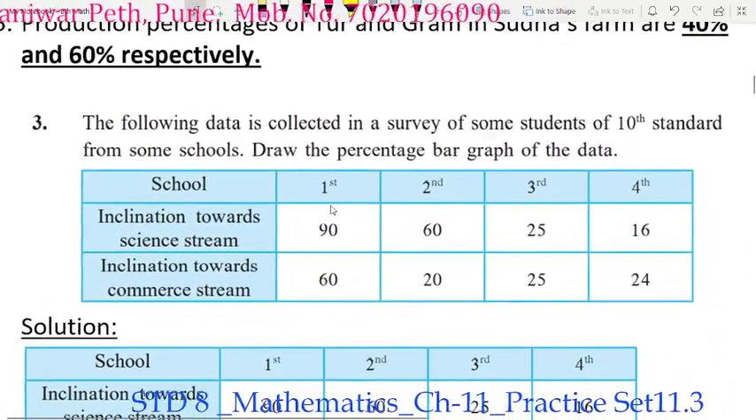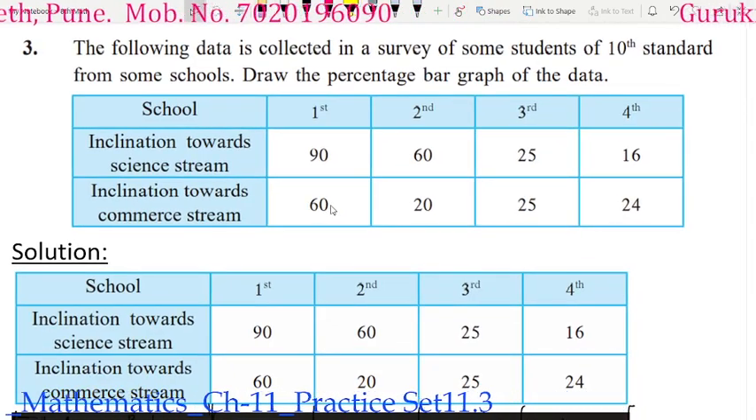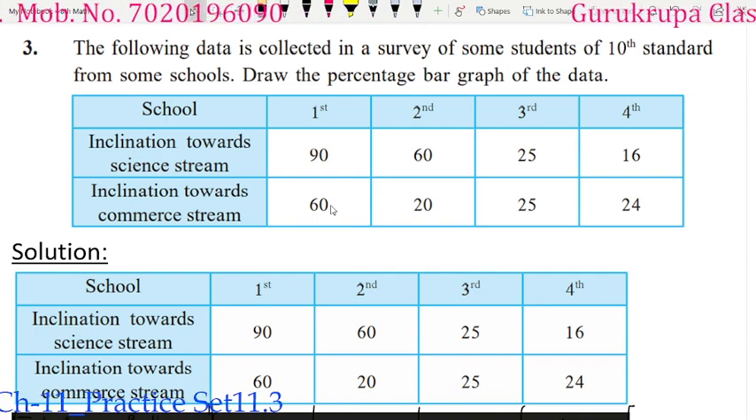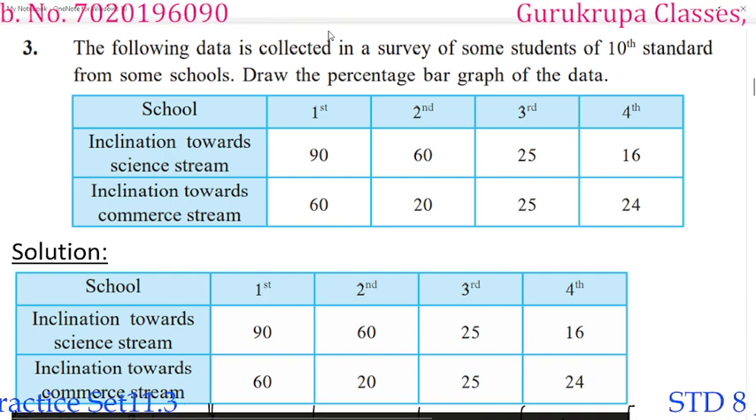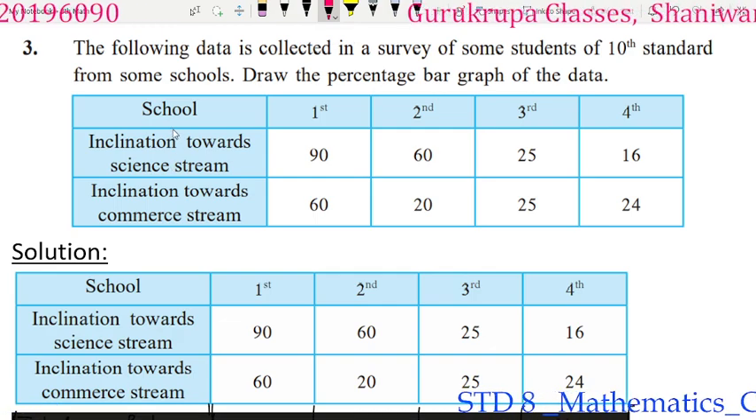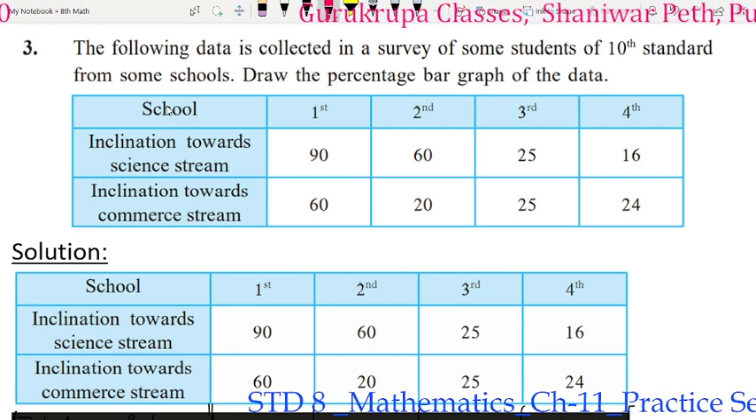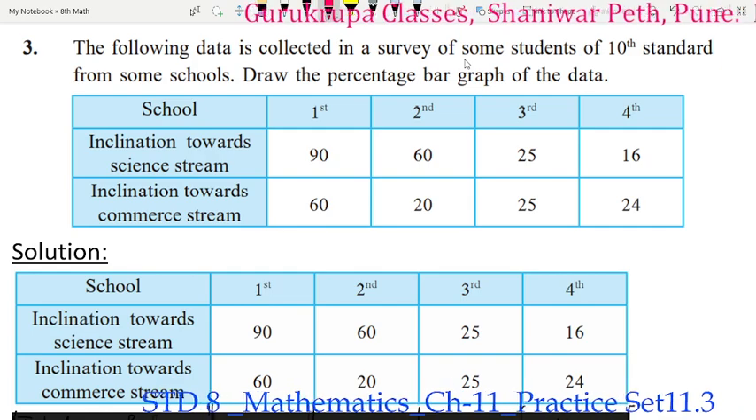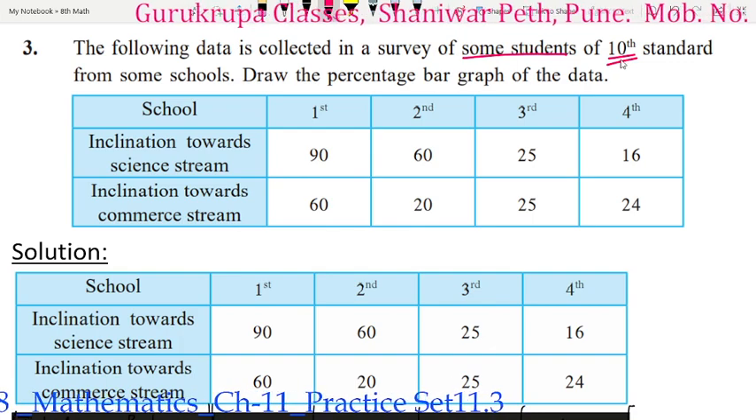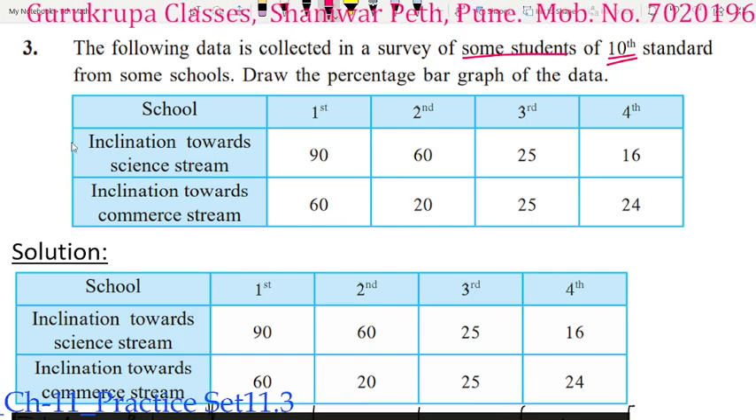Question number 3 is there. Again, this is a question of drawing the percentage bar graph of the data. So here, what information is provided to us? We just observe that information and get an idea about it. First column, first row is about school. Survey of some students of 10th standard in some school. First school, second school, third school, and fourth school. Draw the percentage bar graph. Inclination towards the science stream.